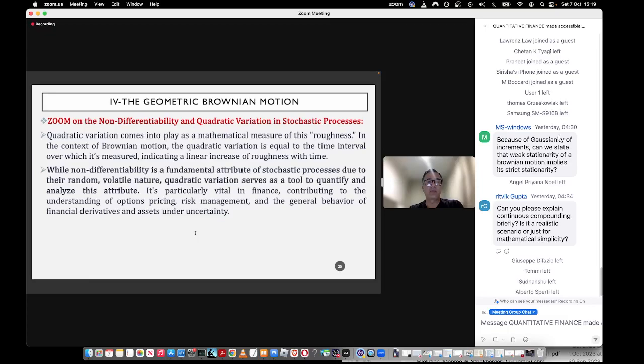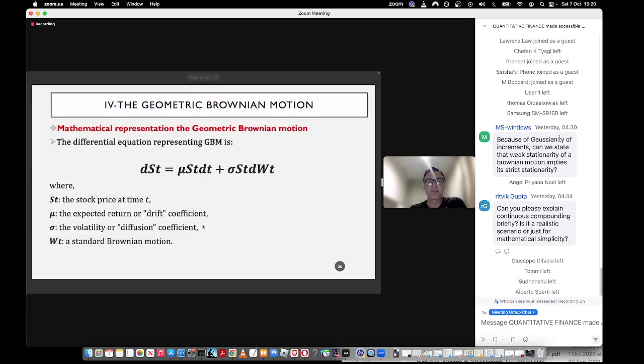Why is it so important? Because quadratic variation is the measure of roughness, and if you don't assess the roughness, you don't assess the randomness, and you won't be able to hedge your portfolio of options properly. You won't potentially be able to trade properly, or assess your risk in your hedge fund, because of this feature, which is one of the main features of stochastic processes.